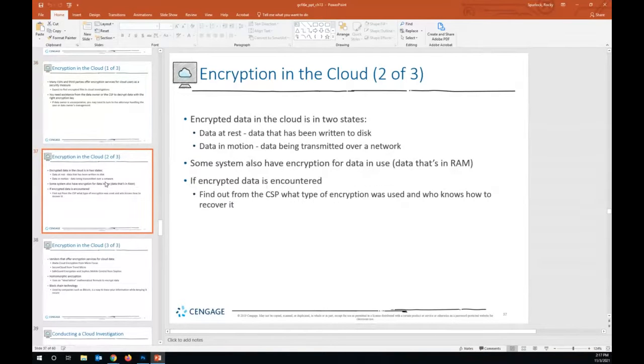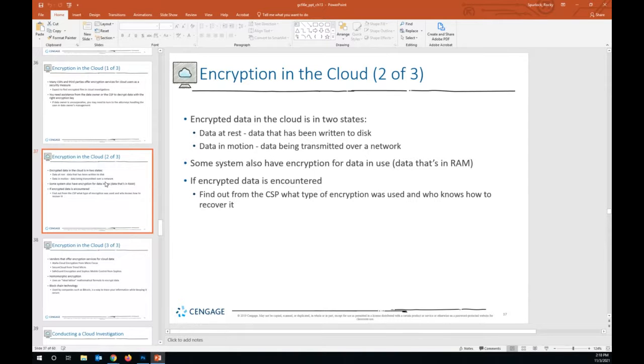Now, encrypted data in the cloud is in two stages. You've got data at rest and data in motion. Data at rest is data that's been written to a disk. Data in motion is data that's being transmitted over a network. Some systems also have encryption for data that's in use. That's the data that is currently being used in the RAM.